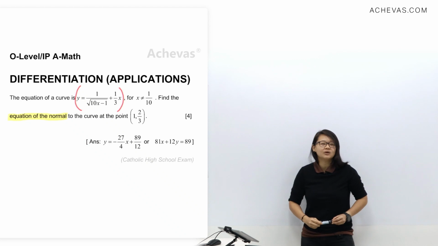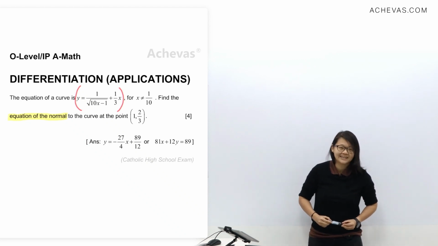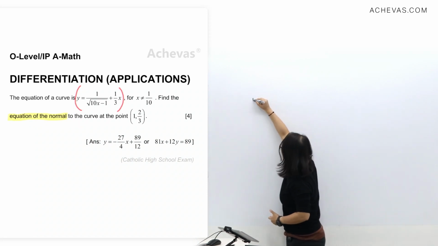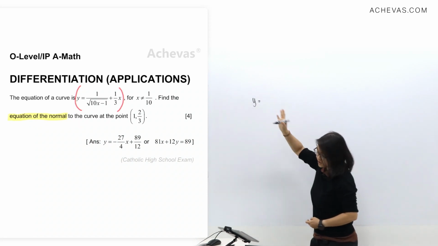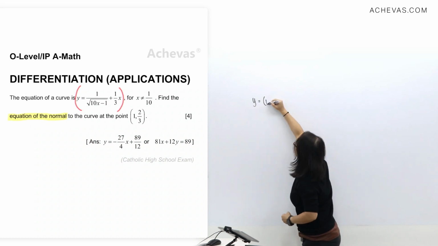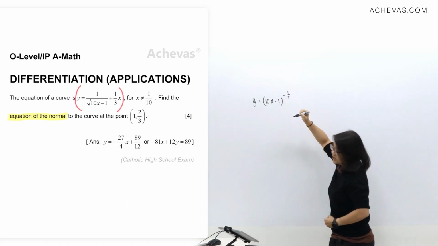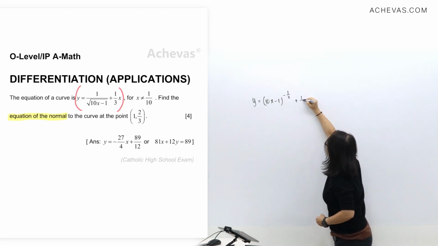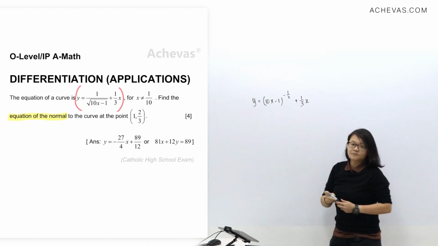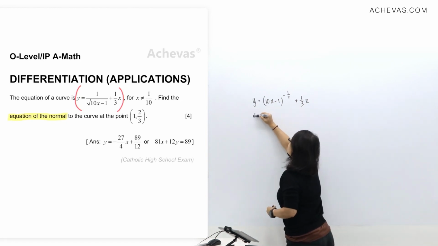And before we do that, we need to find the gradient of the tangent first by doing dy/dx. Now let me re-express this. y equals, I'm going to change 1 over square root of 10x minus 1 to (10x minus 1) raised to the power of negative half. And I'm going to rewrite this one as 1 over 3x. So first step, let's do a differentiation. So I'm going to do dy/dx.